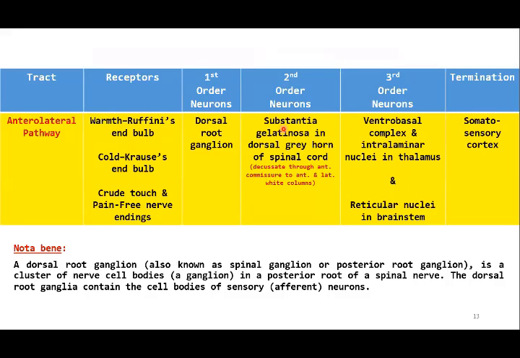They will terminate at the second order neurons, which are present in the dorsal gray horn of the spinal cord. This is the site for decussation. The fibers will cross through the anterior commissure to the opposite white column, and these are the second order neurons. And the axons of second order neurons will ascend to the thalamus and eventually terminate in the somatosensory cortex.